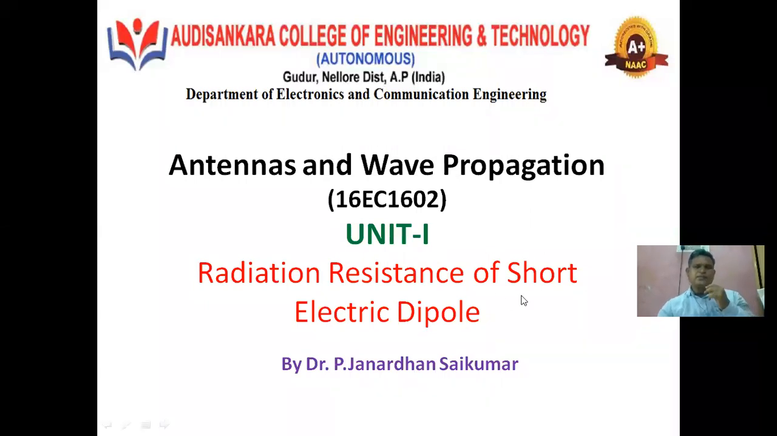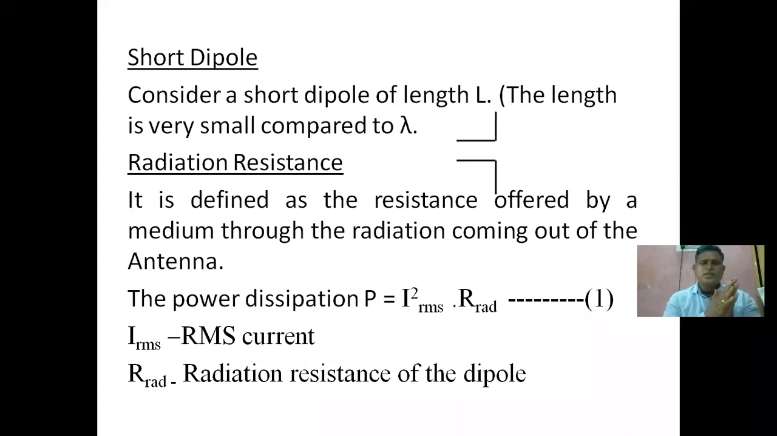The radiation resistance of short dipole antenna. How to calculate the radiation resistance? From earlier discussion also, we have seen that if you know the total radiated power, P is equal to, the unit for P is watts, P is equal to I squared RMS into R_rad. This is the radiation resistance. The total radiated power P is equal to I squared RMS into R_rad. This is the radiation resistance.